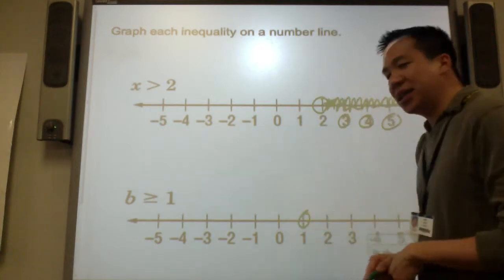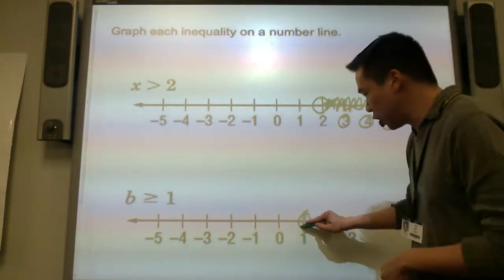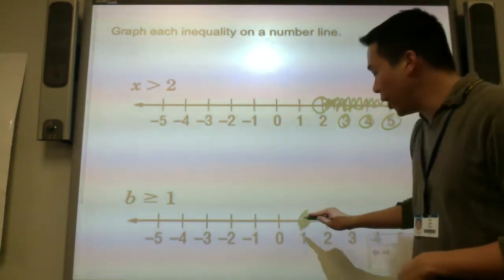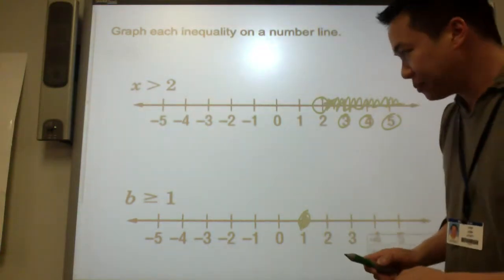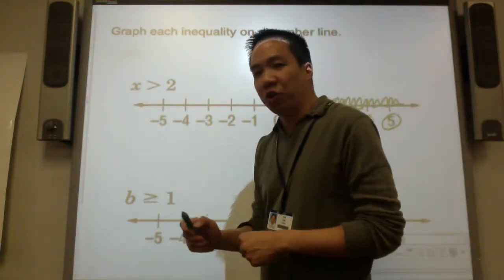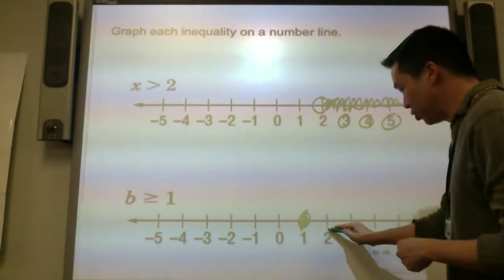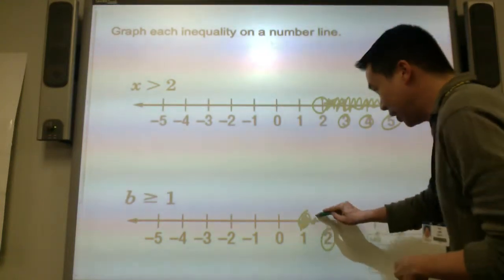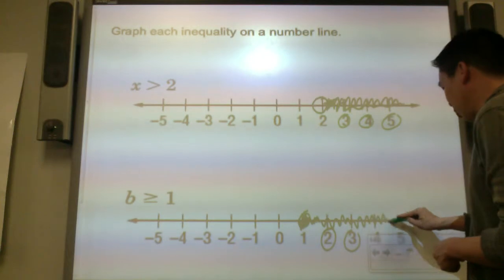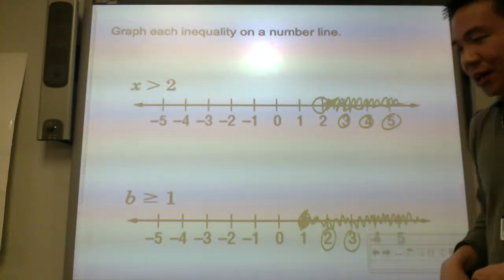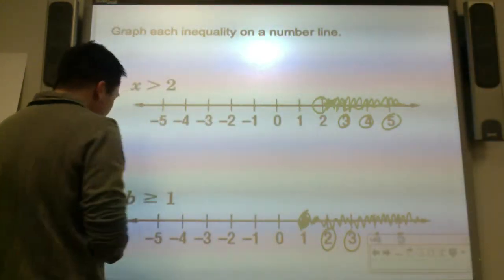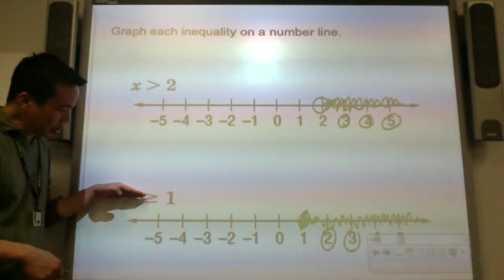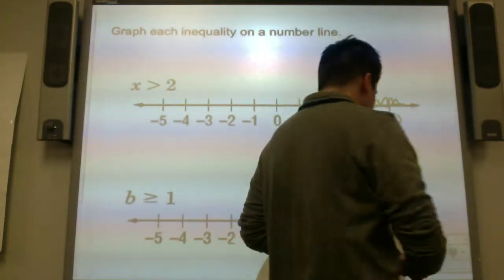Is it going to be an open dot or closed dot? A closed dot because you are including 1. 1 is part of the answer. So name some numbers that are greater than 1 or equal to 1. 2, 3. So it will be facing or shading the direction to the right. Again, how do you know? Do you see how this arrow, the direction is facing to the right-hand side?